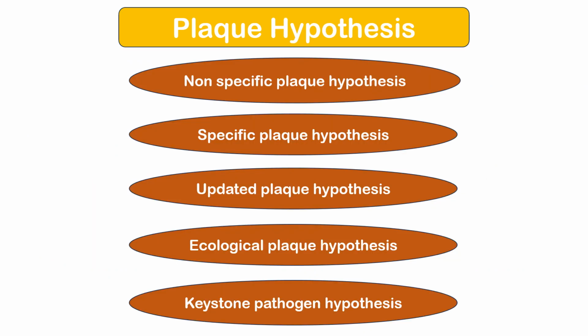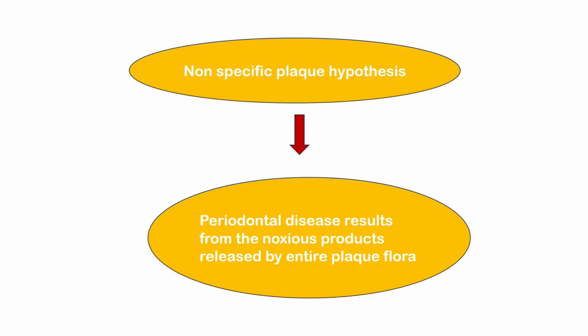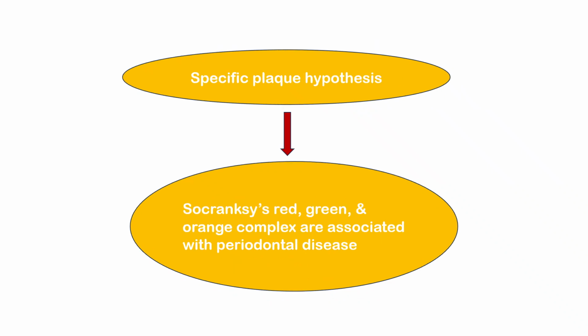Next we have the plaque hypotheses, which we will discuss one by one. Coming to the first plaque hypothesis, that is the non-specific plaque hypothesis. According to this, periodontal disease is caused by the noxious products released by the entire plaque flora. Coming to the second plaque hypothesis, that is the specific plaque hypothesis. According to this, Socransky's red, green and orange complex bacteria are associated with periodontal disease.